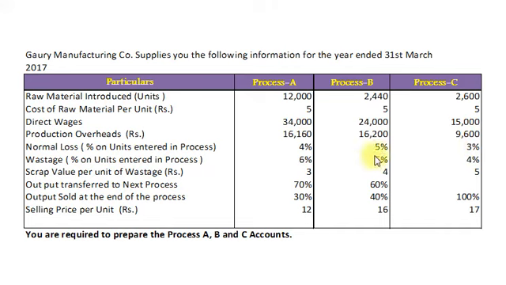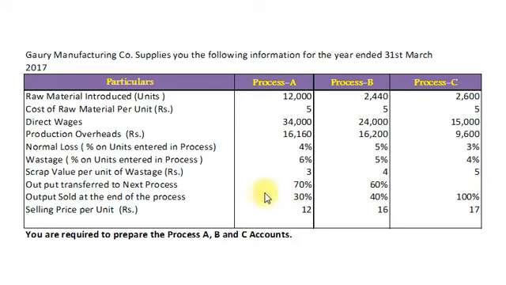Normal loss as a percentage on units entered in process: 4% in process A, 5% in process B and 3% in process C. Wastage as a percentage on units entered in process: 6% in process A, 5% in process B and 4% in process C. Scrap value per unit of wastage rupees 3 in process A, rupees 4 in process B, rupees 5 in process C.